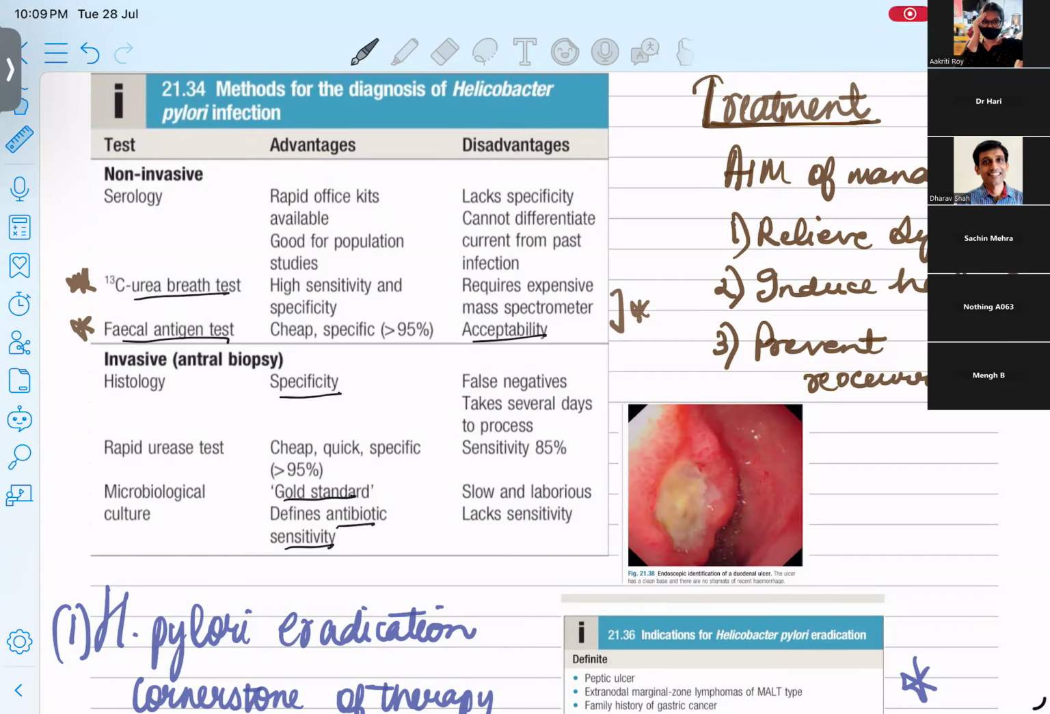Coming to treatment, once the patient has peptic ulcer disease, he or she has chronic remissions and relapses of the infection. So until we eliminate all the factors affecting the ulcers and the infection, the aim of management will always be to relieve the symptoms, induce healing, and prevent recurrence.